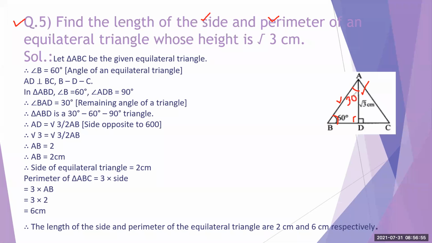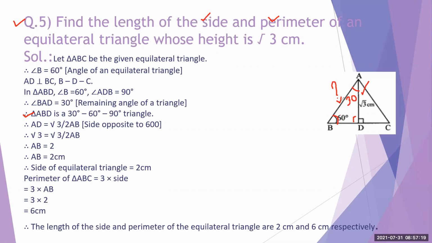So which triangle do we form here? We get this 30 60 90 triangle. Therefore triangle ABD is nothing but a 30 60 90 triangle. So what do we require? We require a side of the equilateral triangle. So here in this triangle ABD, our AB is nothing but one of the sides. So simply use the 30 60 90 theorem.